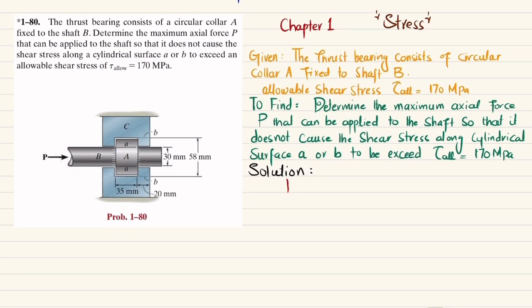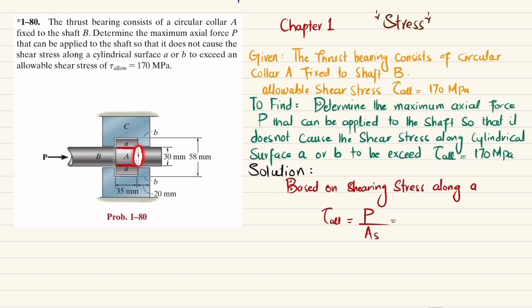So we'll calculate this P based on shearing stress along A. You can see that due to this load, there will be a shearing at A. So this shearing stress will be equal to, we know that the allowable shearing stress is given, which is equal to P divided by shearing area. So what will be the shearing area? You can see this is a cylindrical surface, clear? So at A, this area will be equal to this diameter, pi into D, which is the circumference of this portion, clear? And the thickness t, which is 35 millimeter, clear?